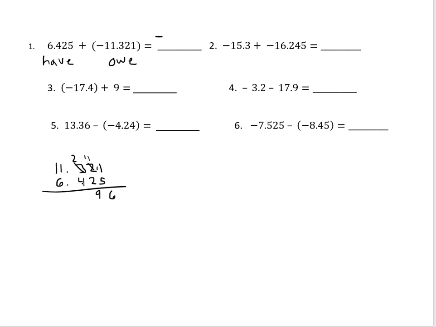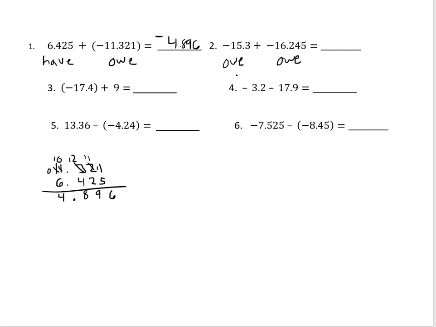You can't take 4 from 2. You're going to have to borrow from the 1, make this a 0. This becomes a 12, so this is an 8. And then you can't take 6 from 0, but if you borrow from this, make this a 0. This becomes a 10. 10 minus 6 is 4. And then our decimal comes straight down, 4.896. Negative 4.896. Okay, on the next one, we owe and we owe.